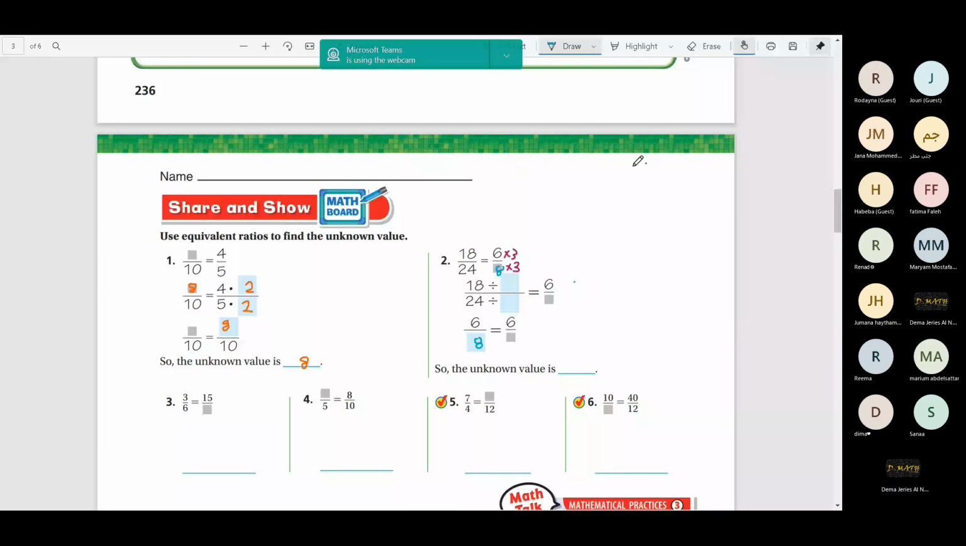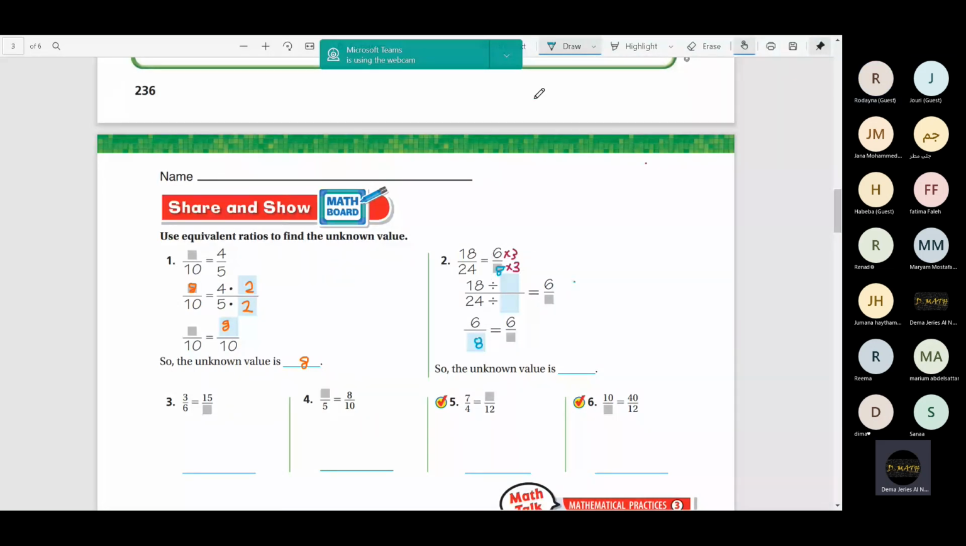What do you mean? I mean here in number 2, 6 over 8 equals 6 over... Here is 8. It's the same as 8, and here is 8. No, down here. It's 8. Yeah, the other one also is 8.